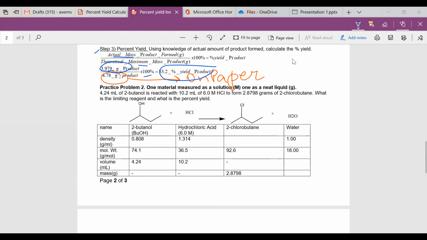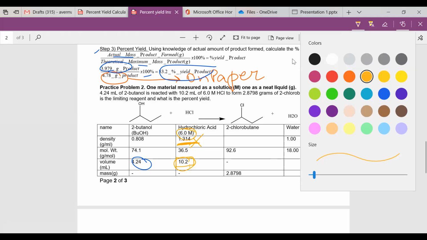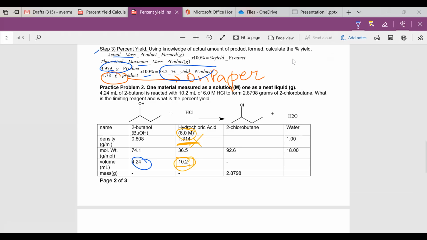Always remember this. If you have a neat liquid versus a solution, sometimes to distract you, we will also give you the density of that solution. For any solution, you will never use the density. You will always use its molarity. But for a neat liquid, you have to use the density. As soon as you are provided with a concentration, you should understand that you cannot use density. You have to use the molarity.